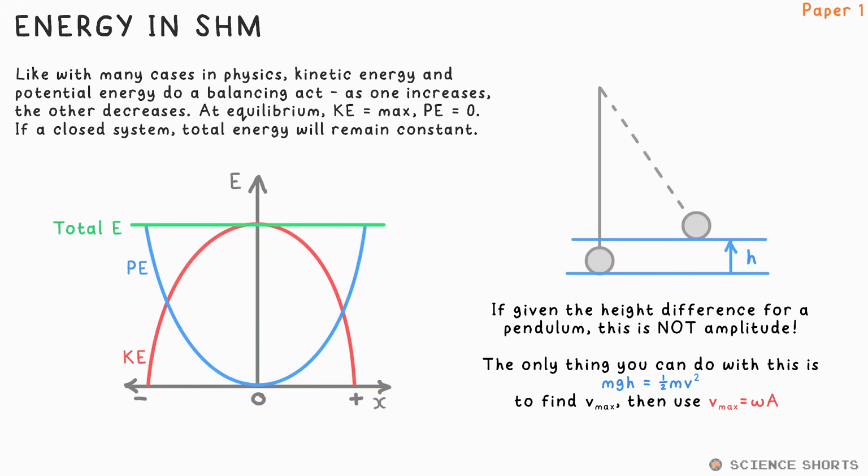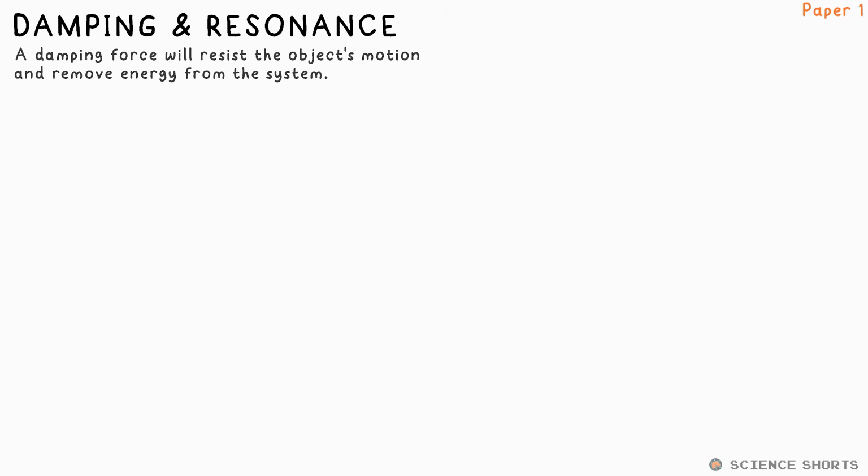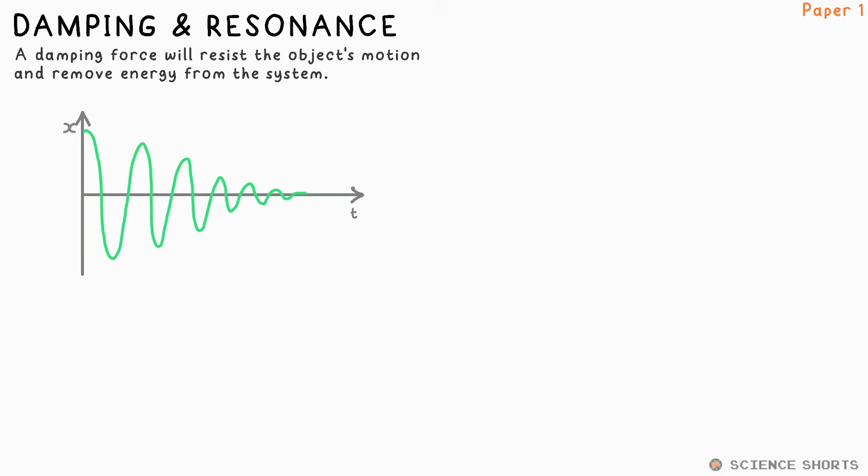If there's no damping or resonance and it's a closed system, no energy should be lost to the surroundings, which means the total energy stays the same as kinetic energy and potential energy do their balancing act. In reality, there are resistive forces like air resistance that oppose the motion of the object moving. It always acts in the opposite direction to the velocity. We call this a damping force. It removes energy from the system.